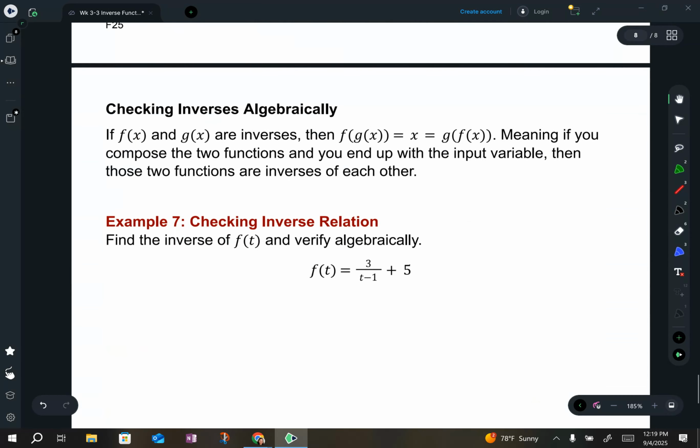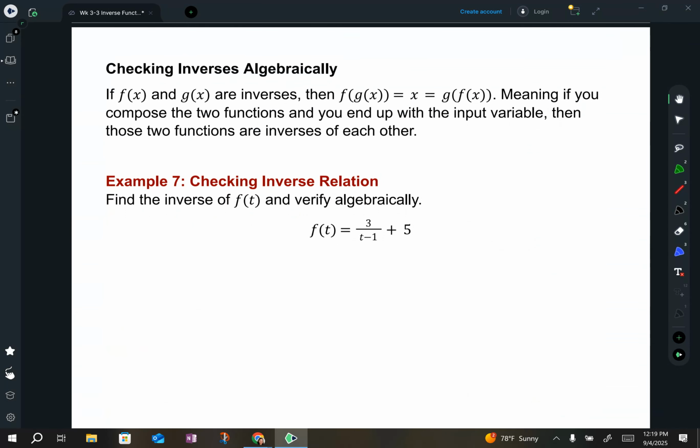All right, so what we're going to do now is we're going to step up our algebra just a little bit, and we're going to check algebraically if our functions are inverses. This uses quite a bit of skills that we've learned recently. We need to know what inverses are, and we need to know function composition.